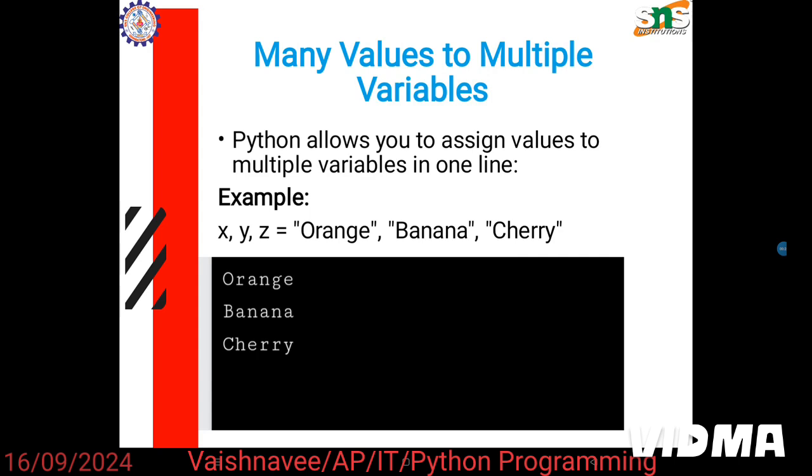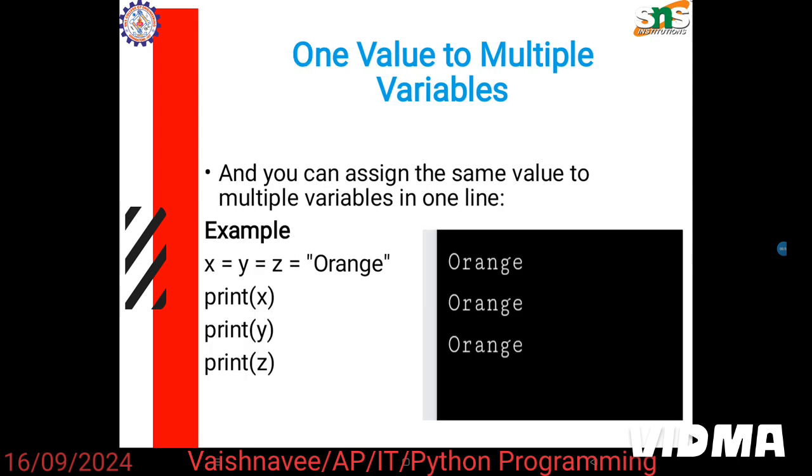Here we have used x, y, z. These are the variables, and equal is an assignment operator. Here we give the three values: orange, banana, cherry. When we run this program, if you print x, it will print orange. If you print y, it will print banana. If you print z, it will print cherry. So this is about many values to multiple variables.